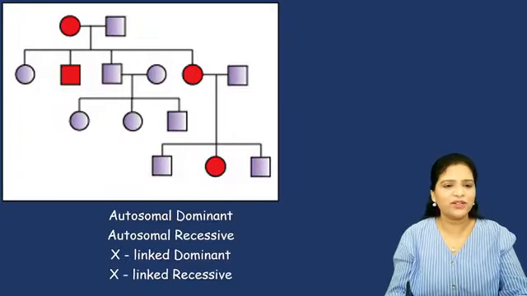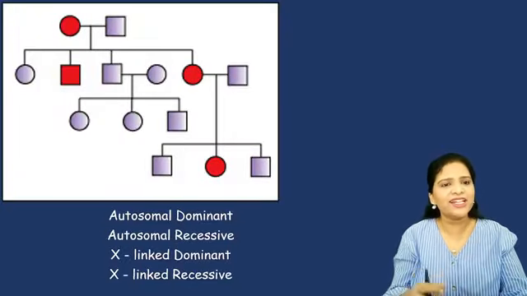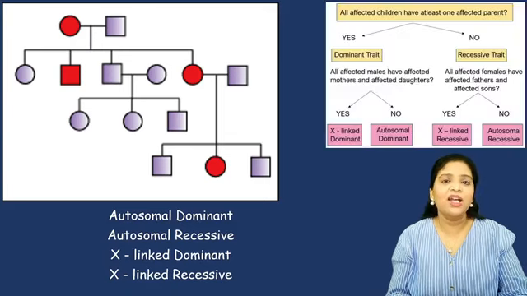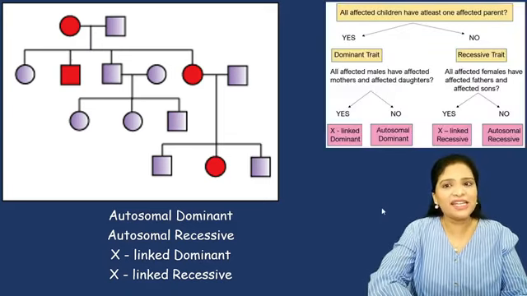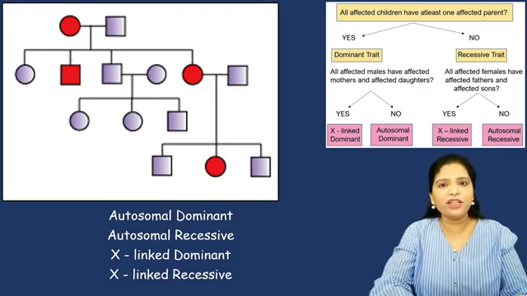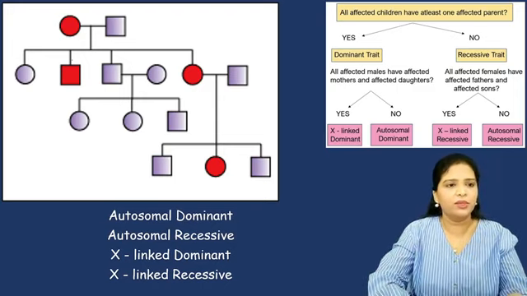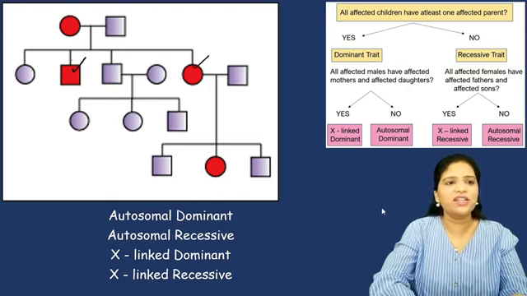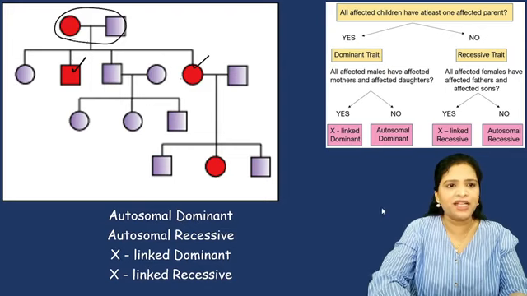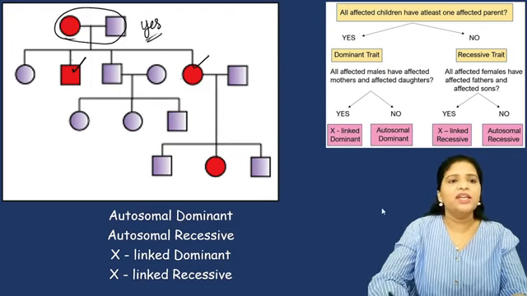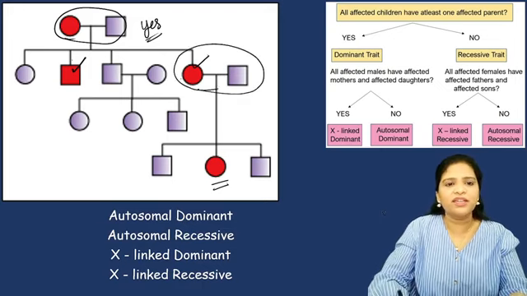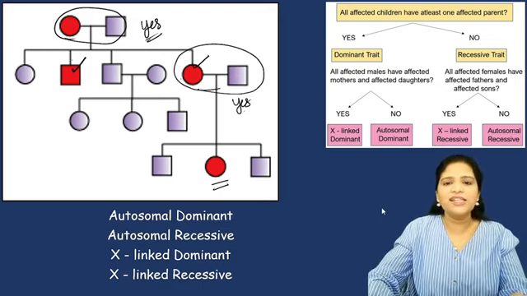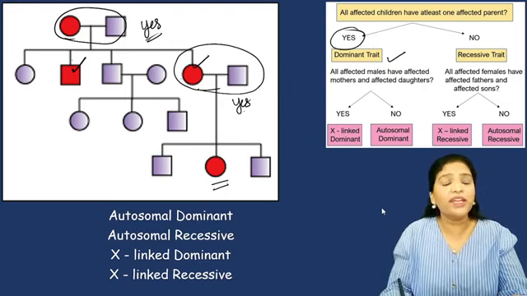So look at this picture. What type of inheritance does this chart represent? Again, let us apply the formula. All affected children have at least one affected parent. So where are the affected children here? The red ones, the affected ones. Here one affected child, here one affected child. So the affected children have at least one affected parent. Yes. So the answer is yes. This belongs to a dominant trait.